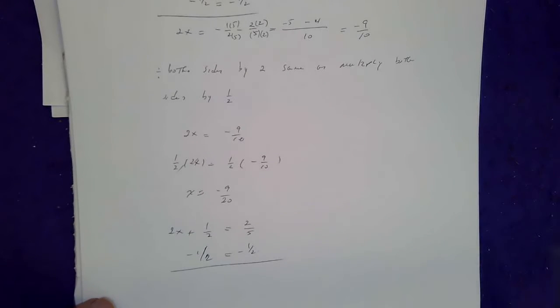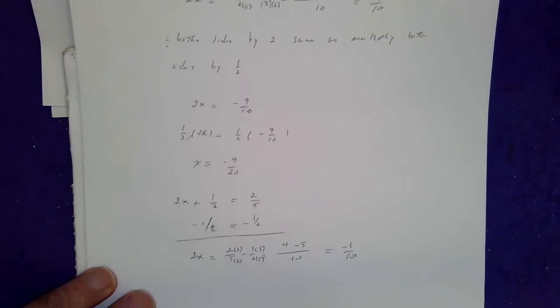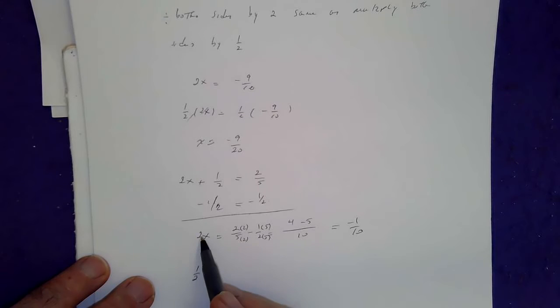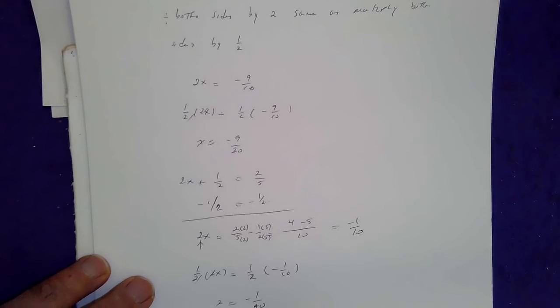You end up with 2x equals 2/5 minus 1/2. LCD is 10. Multiply top and bottom of this guy by 2, this fraction by 5. So you get what? Negative 1 over 10. Multiply both sides by the reciprocal of this number, which is 1/2. And these guys cancel, so x is equal to negative 1 over 20.